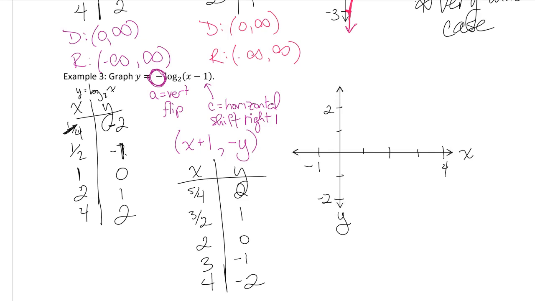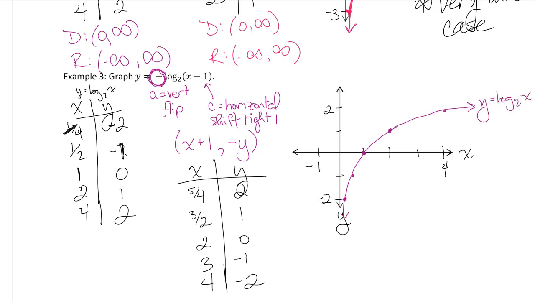Okay, so plotting this first one again, I'm going to do it in purple. Got negative quarter and negative 2. Negative half and negative 1. 1 and 0 as usual. 2 and 1. 4 and 2. Okay. So this is just my y equals log base 2 of x.